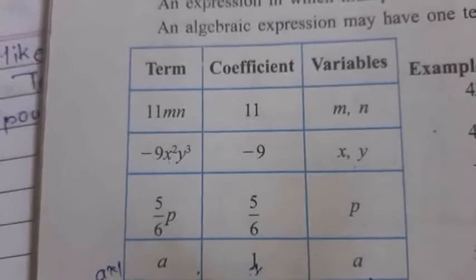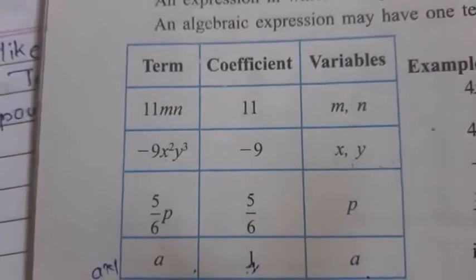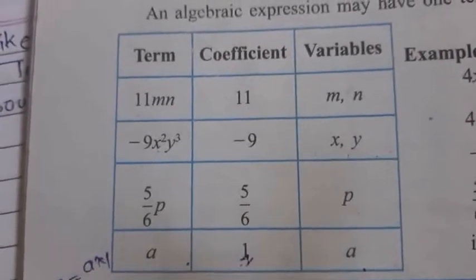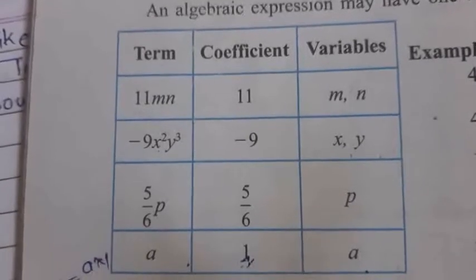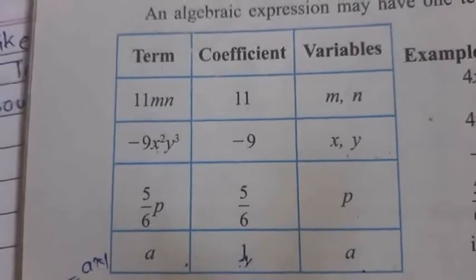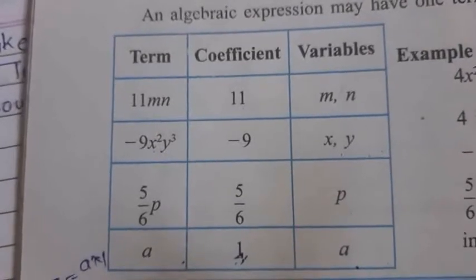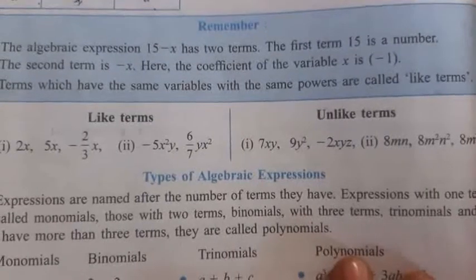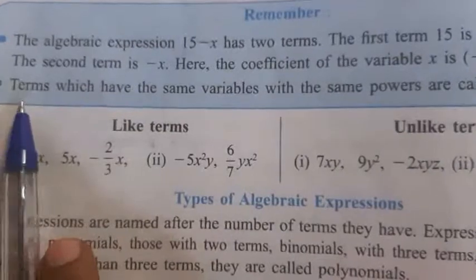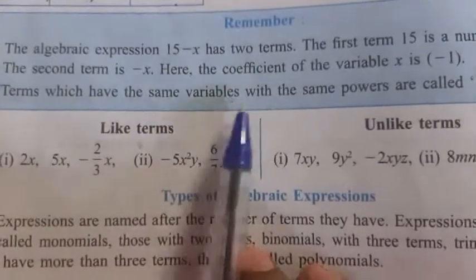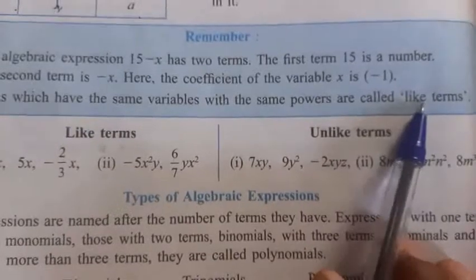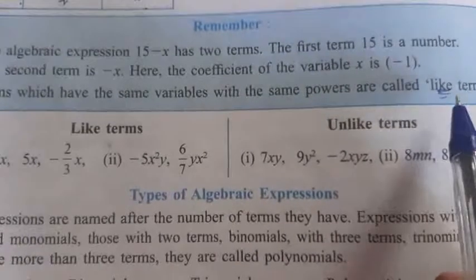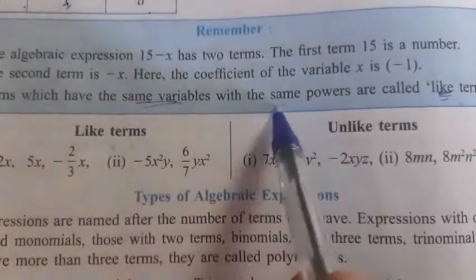So simply remember that term means multiplication between integers and variables. Algebraic expression may contain one or more terms. Coefficient is the number associated with variables and variables are the letters present in term. Next concept is like terms. Terms which have same variables with same powers are called like terms. Like means similar. So like terms are those terms which contain same variables with same power.